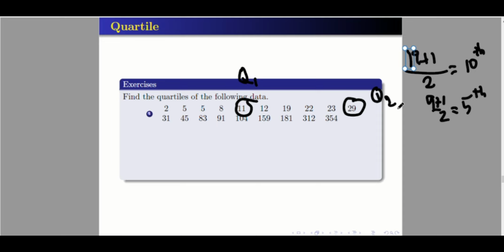And on the right side, it's also the fifth term. So 1, 2, 3, 4, 5. So this is your Q sub 3. So the first quartile is 11, the second quartile is 29, and the third quartile is 104.